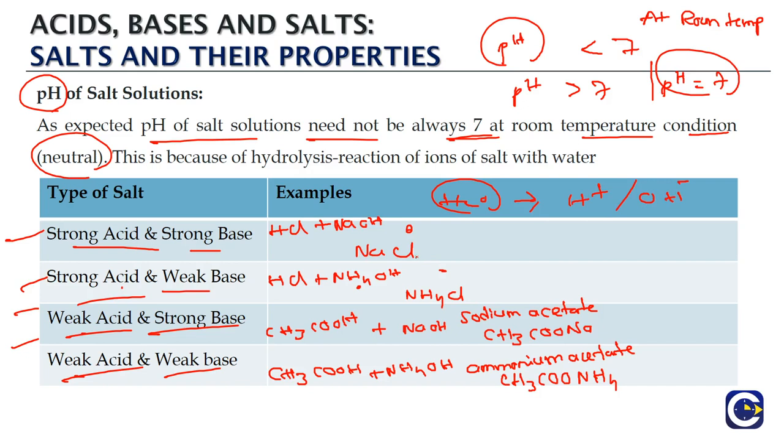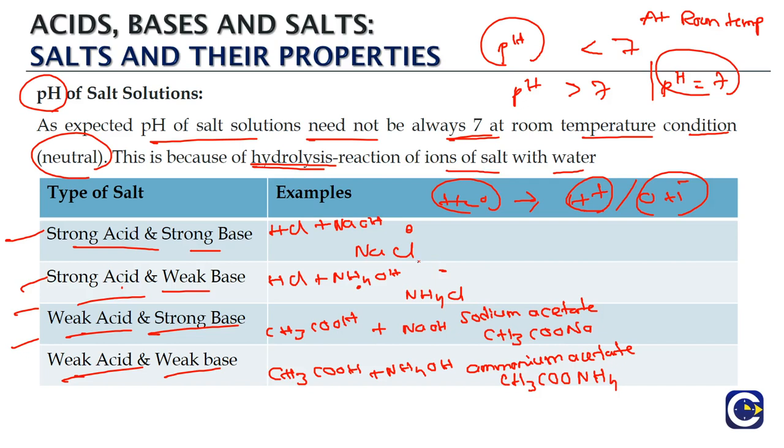Now these ions coming from the salt, when it is dissolved in water, can react with the water. React with water means either react with the H plus ions of the water or the OH minus ions of the water. And this reaction will be happening for the ion coming from the weaker acid or a weaker base. The ion coming from the strong acid or strong base will not undergo this reaction. This reaction, by the way, is called hydrolysis. So hydrolysis is basically the reaction of ions of the salt with water.